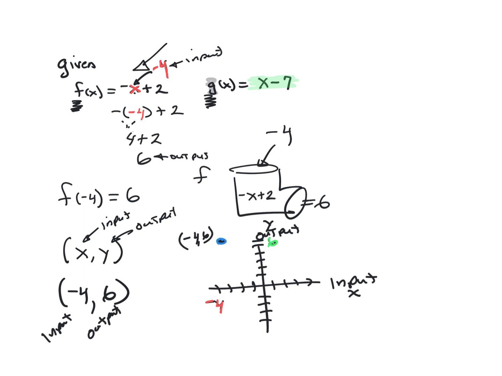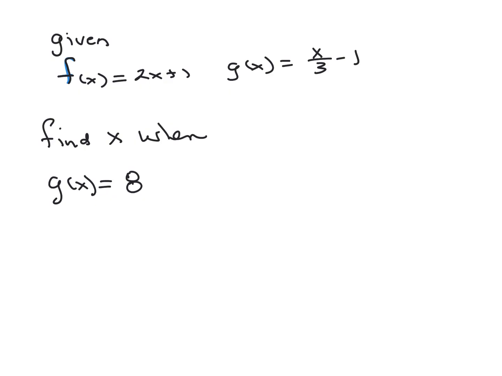Now let's look at a different type of problem. In this particular problem, we're given two functions, an f function and a g function, and we have two different rules. For the f machine, the rule is 2 times the input plus 1, whereas for the g function, the rule says to take the input, divide it by 3, and then subtract 1. Those are called the rules of the function.